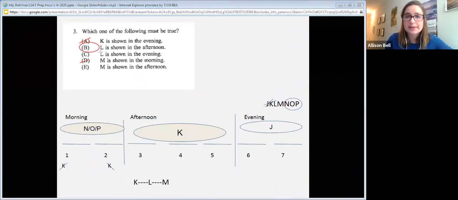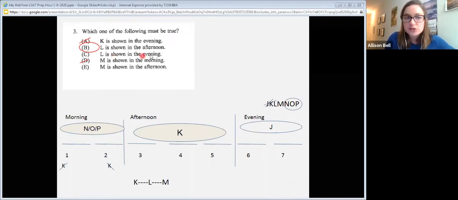I'm going to circle B. And the last thing I usually do before I move on is just double check, did I answer the right question? The LSAT jumps around so much between could be true, could be false, must be true, must be false, that it's easy to get turned around about what you're trying to prove to yourself. So one last time I revisit the question stem and I say, okay, does this have to be true? Yeah, L has to be shown in the afternoon. I found my correct answer.